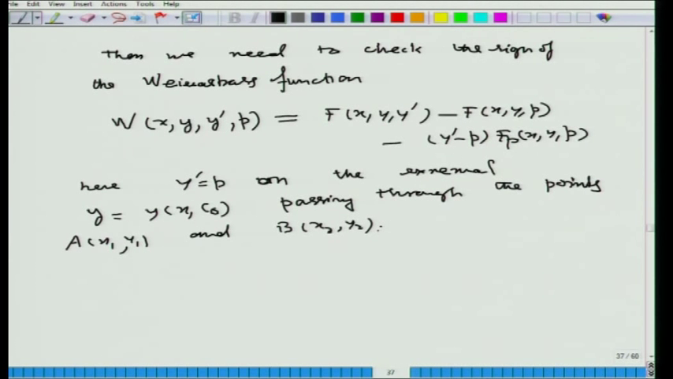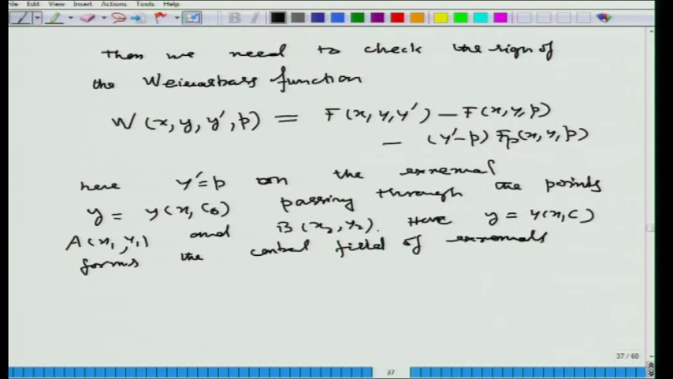So, here we have the extremal y equal to y of x, c0, where c0 is a fixed value of the parameter c. Here y of x, c forms the family: y equal to y of x, c forms the central field of extremals at the center, and for c equal to c 0, we are on this extremal which passes through the given points A (x 1, y 1) and B (x 2, y 2).